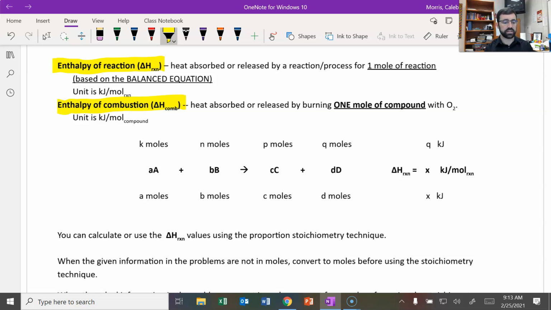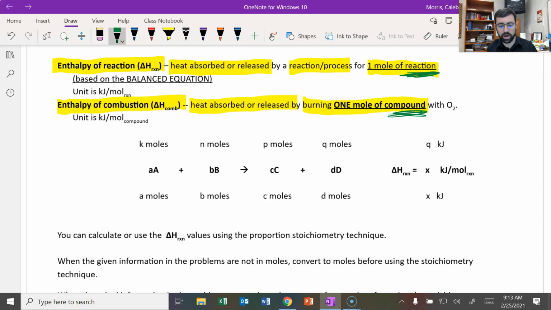Enthalpy of reaction is the heat that's absorbed or released by a reaction or process for 1 mole of the reaction. This is a really significant difference here. The enthalpy of combustion is the heat absorbed or released by burning 1 mole of the compound. Here's our significant difference. This is moles of reaction, this is moles of compound. They're not always the same thing. Often they're not.